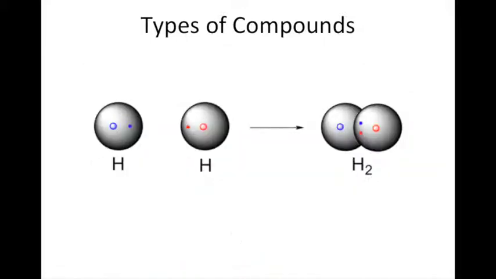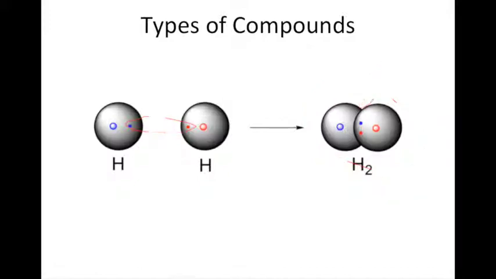So let's look at a quick one here. Here we have a hydrogen atom with one electron, another hydrogen atom with one electron. If we reacted these two hydrogen atoms, the electrons would be shared between the two. They would not be transferred from one to another, so we would not have an ionic compound, but we would have a molecular compound where the electrons are shared. This forms a very different type of bond than an ionic bond, but it is a chemical bond, which is, again, very strong.